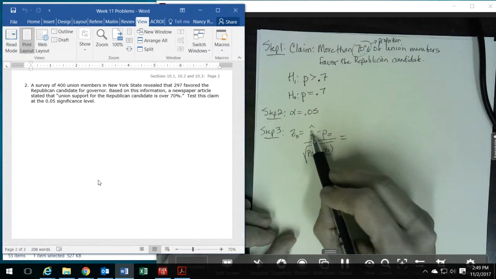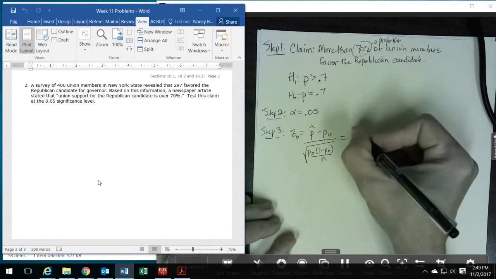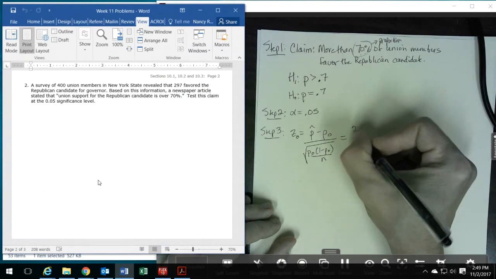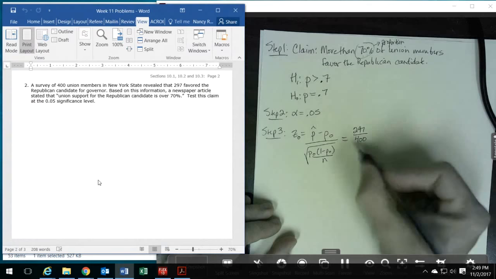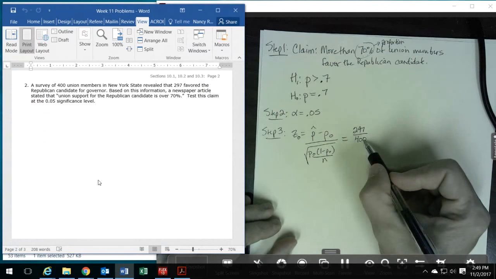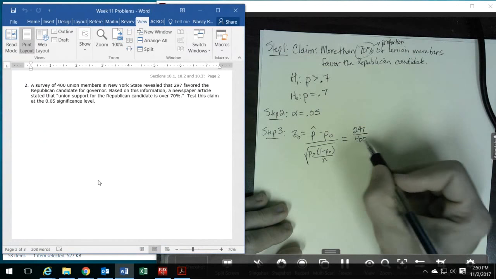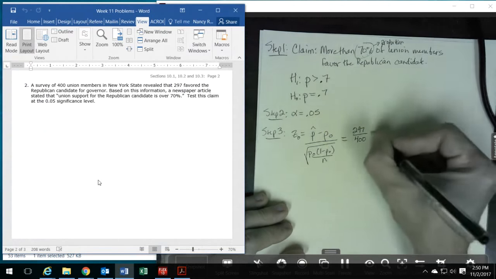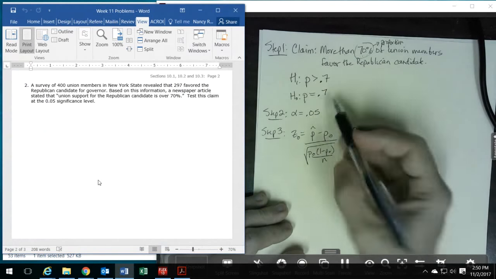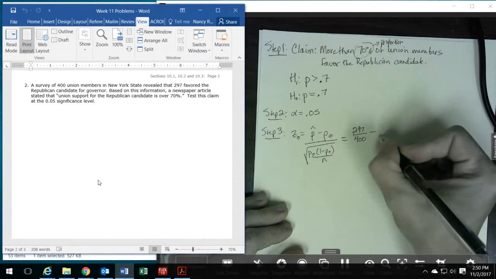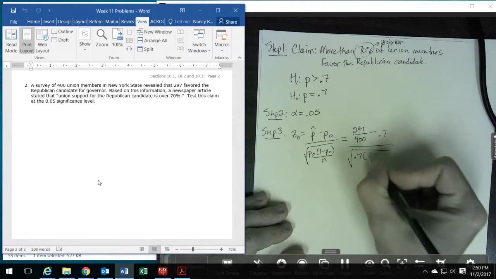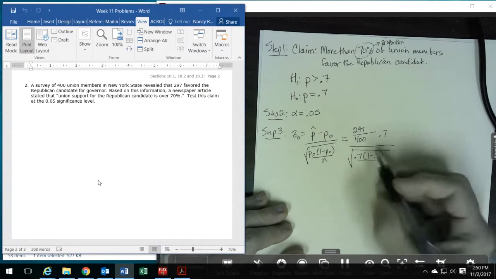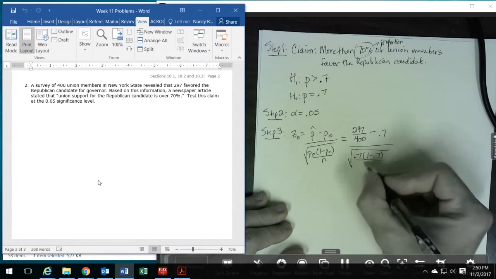So the p-hat is from our sample data. And again, on this one, they didn't give us a percentage or a proportion. They just gave us the number that did favor the governor and the total number in the sample. So this is our p-hat, the number of successes over the total that were surveyed. The p0 is the number that we used in our hypotheses, so that's 0.7. So down here we have the 0.7, 1 minus 0.7, and our n is the same as it was here, so it's 400.